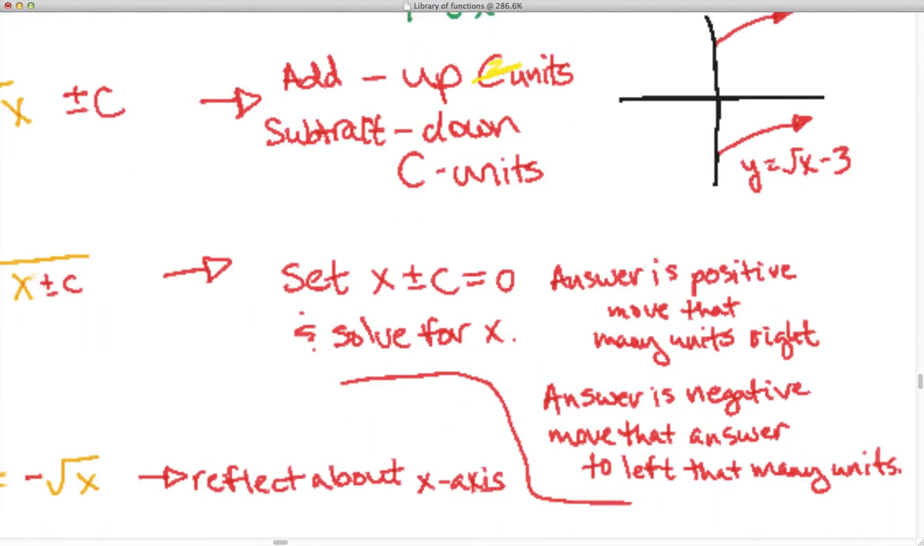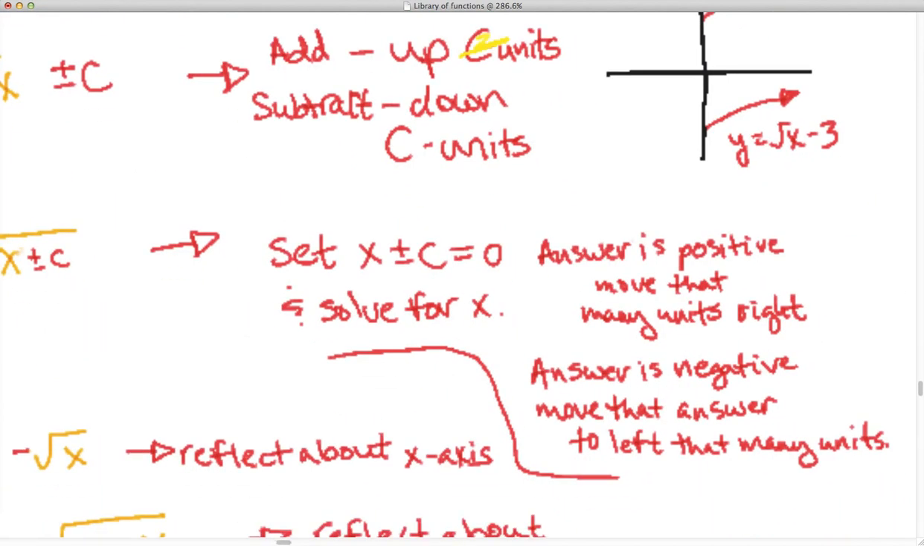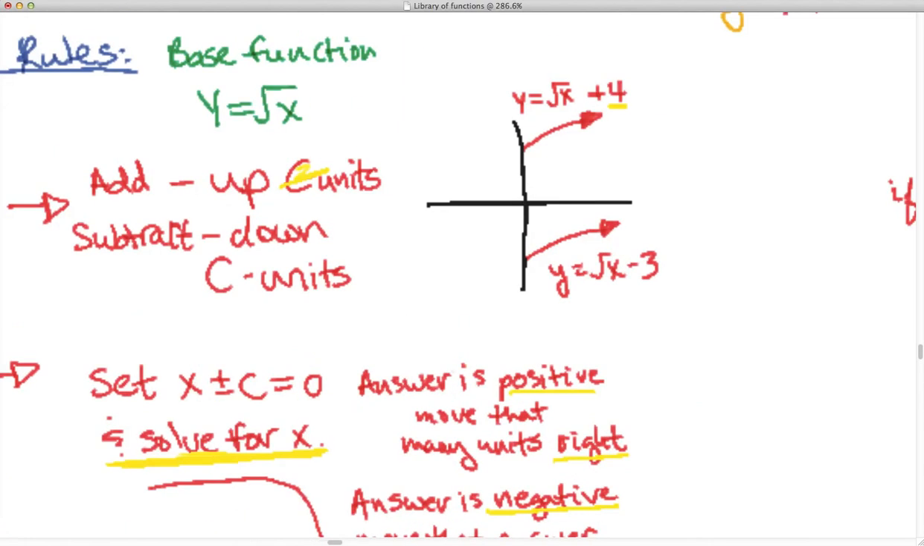Okay. Now, if it's inside the parentheses, what I tell people is don't just use the opposite rule. A lot of people use the opposite rule, and it works most of the time, but it doesn't whenever the coefficient of x is -1. So what I tell people is solve for x, set it equal to 0, and if your answer is positive, move that many units to the right. If your answer is negative, move that many units to the left.